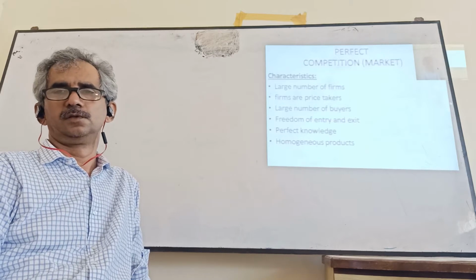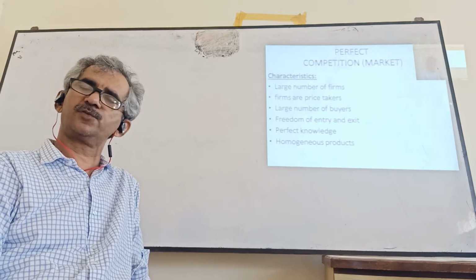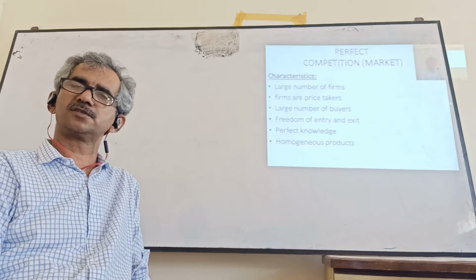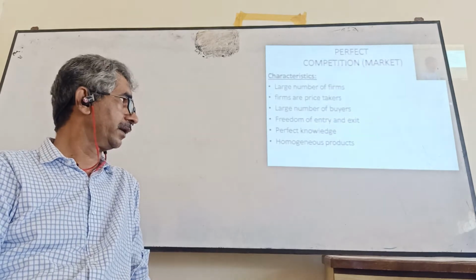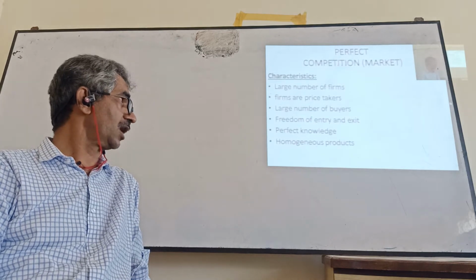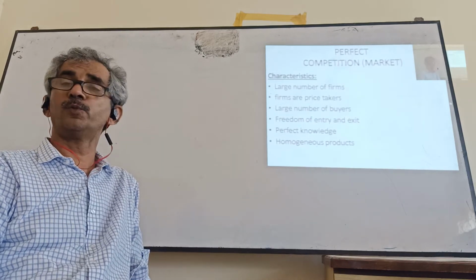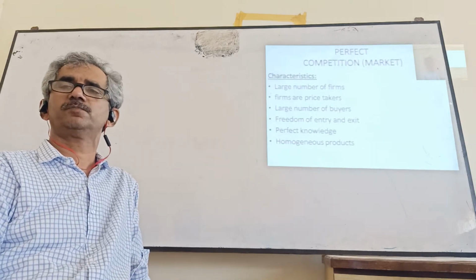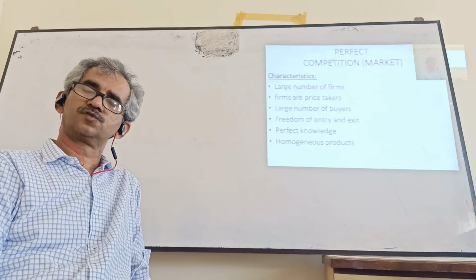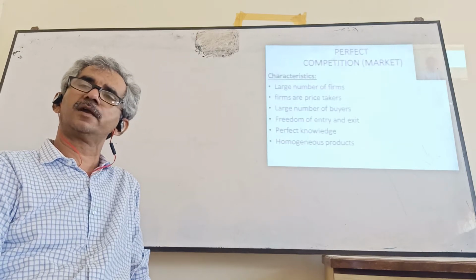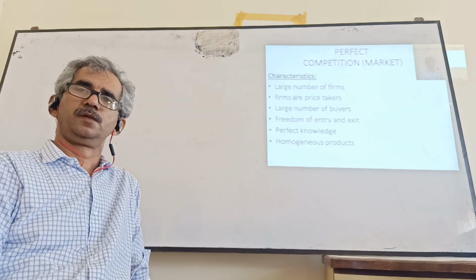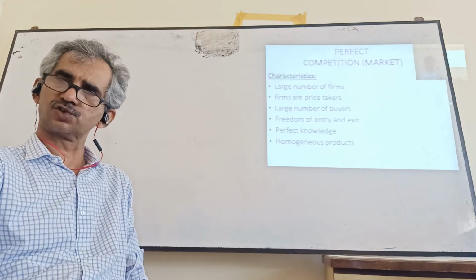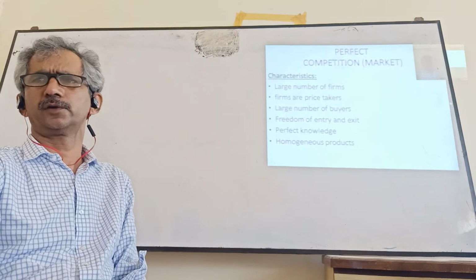Perfect knowledge. All the buyers and sellers have perfect knowledge about the availability of the products and the price. And the product they are selling is homogeneous. Homogeneity means similarity. The firms present in the market are selling identical products. So these are the features of the perfectly competitive market, and such a market does not exist.